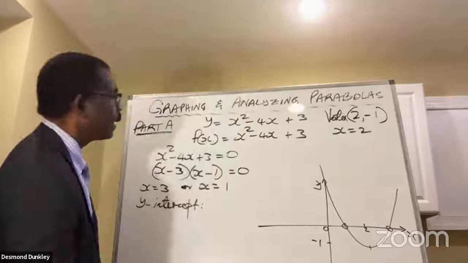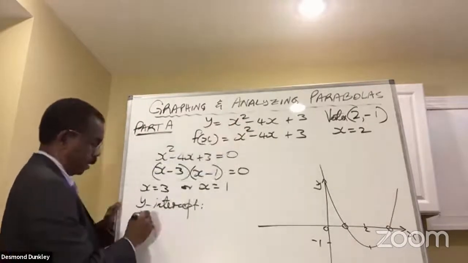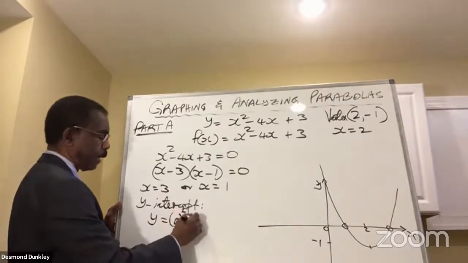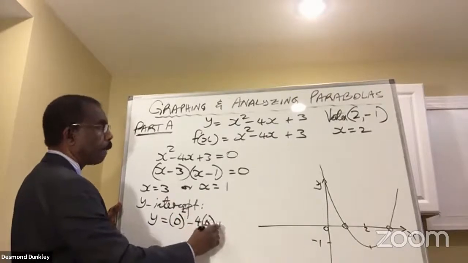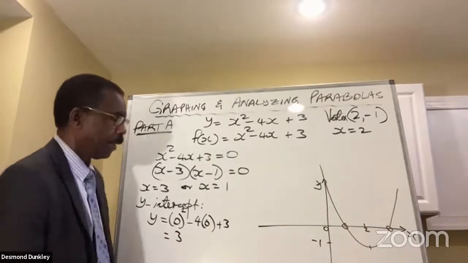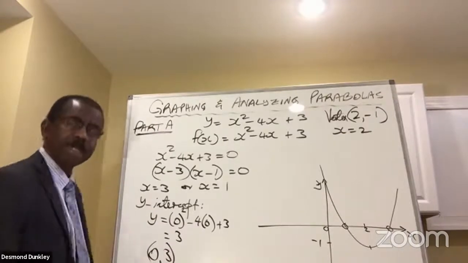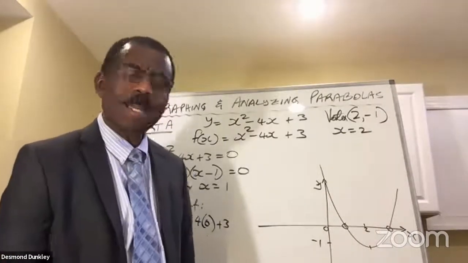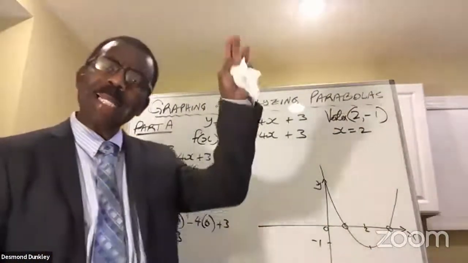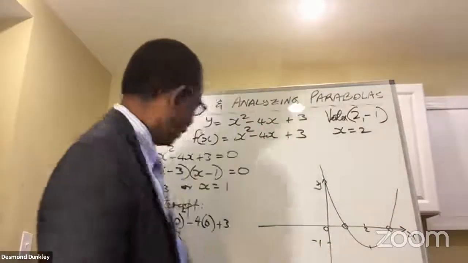So what is the y-intercept? Well, x is 0. So looking at the formula, the y value is going to be equal to 0 squared minus 4 times 0 plus 3. So that's going to be equal to positive 3. So the point 0, 3 is one of your points. And on the other side of your axis of symmetry will be the point 4, 3.